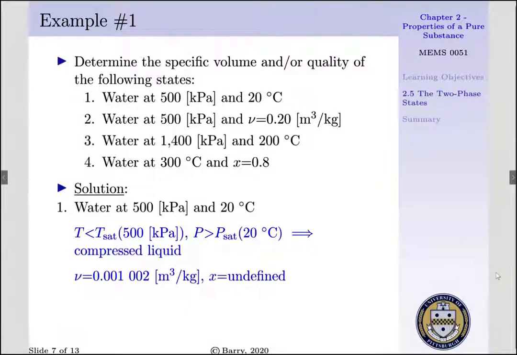Therefore, we know our quality is undefined. Quality is only definable within the vapor dome. We have to be bounded between our saturated liquid and saturated vapor specific volumes. Therefore, we say x is undefined. And to determine our specific volume, all we have to do is look at table B.1.1 and take our 20 degrees centigrade temperature entry for our saturated liquid. Therefore, nu would be equal to 0.001002 meters cubed per kg. Alternatively, you could go to table B.1.4, look at our 500 kPa pressure entry and a temperature of 20 degrees centigrade, and we find we have the same specific volume.